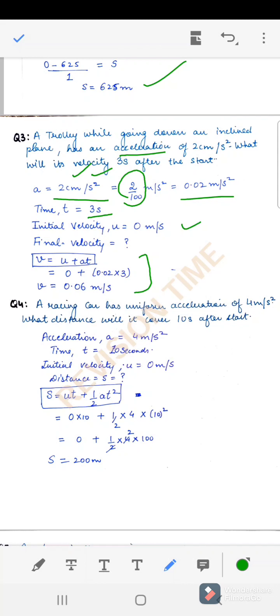So question number 4. A racing car has a uniform acceleration of 4 meter per second square. What distance will it cover 10 seconds after the start? We are given acceleration, we are given time, we are given initial velocity because the car is initially at rest, and we have to find out the distance. Here the formula is the second equation of motion. We applied this formula and got the answer as 200 meter.